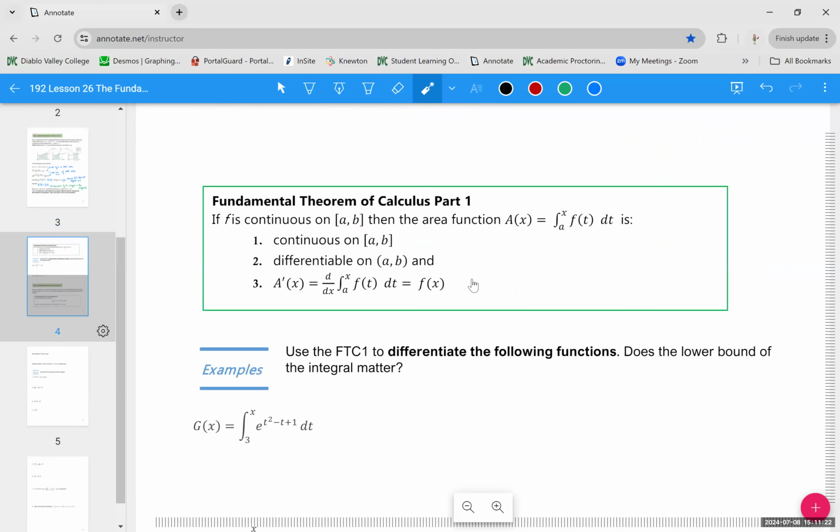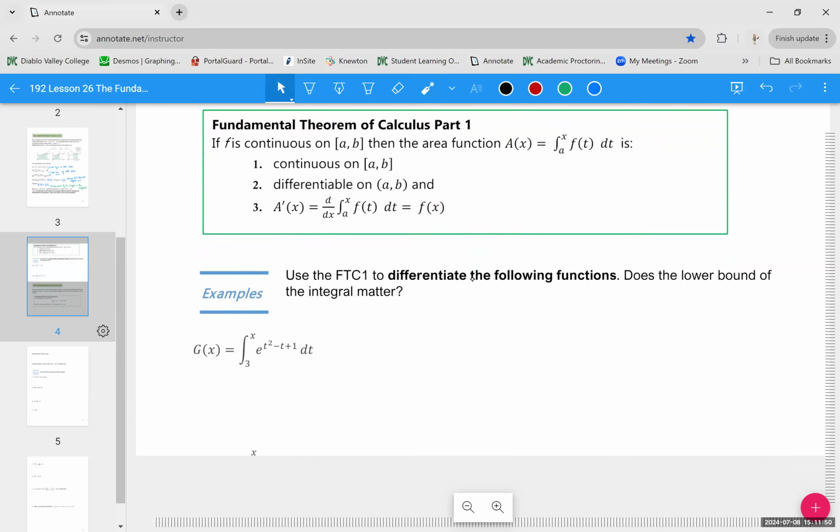So what the fundamental theorem of calculus part 1 says is if you have a continuous function on a closed interval and you have this area function that we have defined as such, okay, that area function is continuous and differentiable, and in fact its derivative is just the integrand itself. So you'll notice it looks like you're just taking this x and plugging it in to the integrand to get your answer, and that is exactly what you're doing.